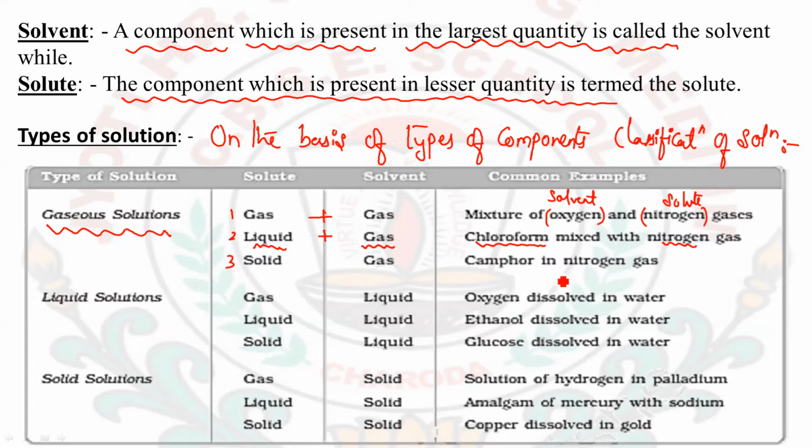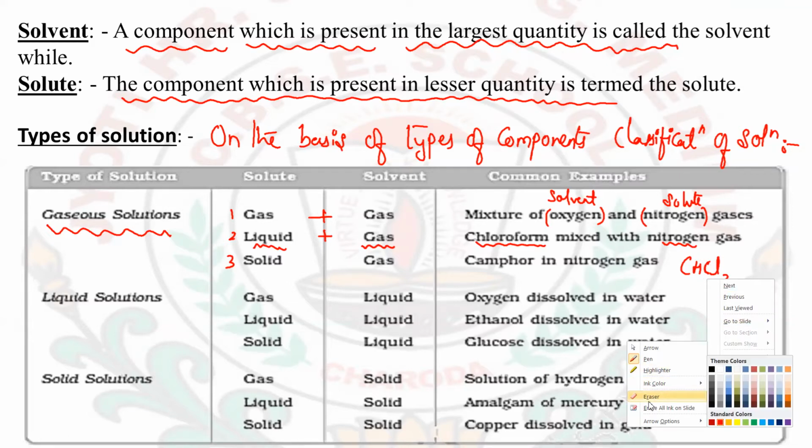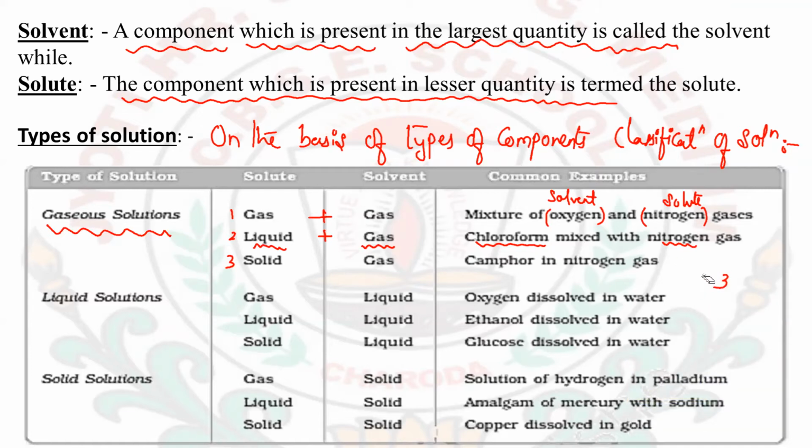The formula for chloroform is CHCl3, trichloromethane. This is chloroform only. So when trichloromethane, which is a liquid, is mixed with nitrogen gas, it is a mixture in which the liquid is the solute and the gas is the solvent there.